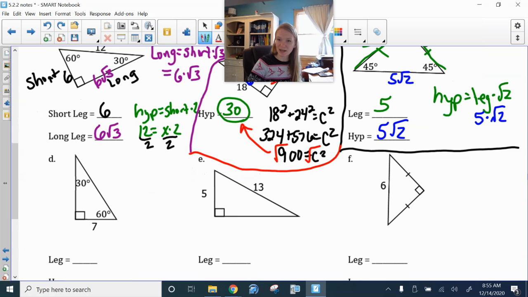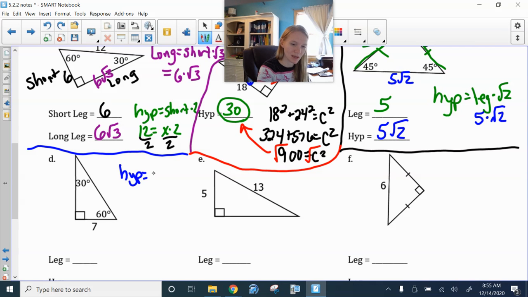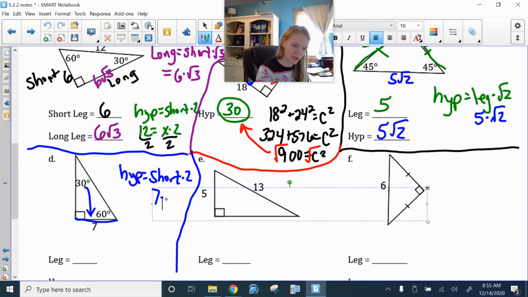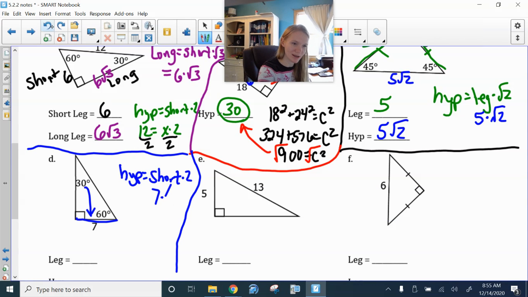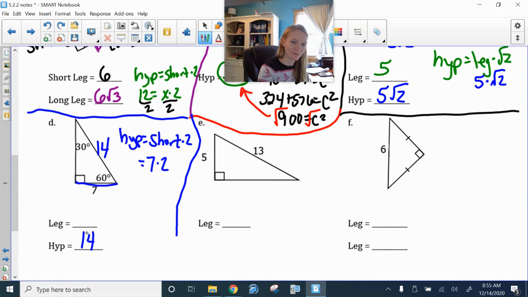Part D is our 30, 60, 90 triangle again. So we know the hypotenuse equals the short side times 2. The short side, we can see here, is always across from the 30. So if we're not sure if we're dealing with the short side, we can check the angle. So our hypotenuse here is just 14.